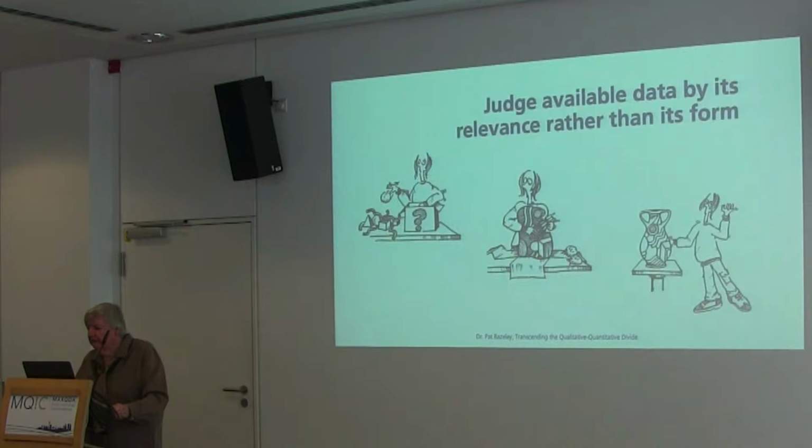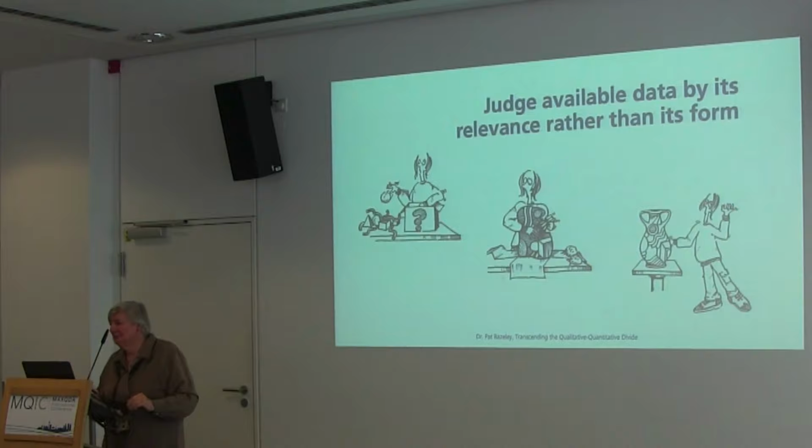Okay, so having done that, then you start to think about data and what data are available, and of course there's an enormous range of data possibilities, which I was going to list, but I won't, because I'm starting to run out of time. But the point here is simply to judge available data by its relevance rather than its form. So we have the androgynous researcher at the start, who has collected all different kinds of bits and pieces of information, is working very hard to bring those together, and ends up with a beautiful piece of work that integrates all of those different sources of data into a final product.